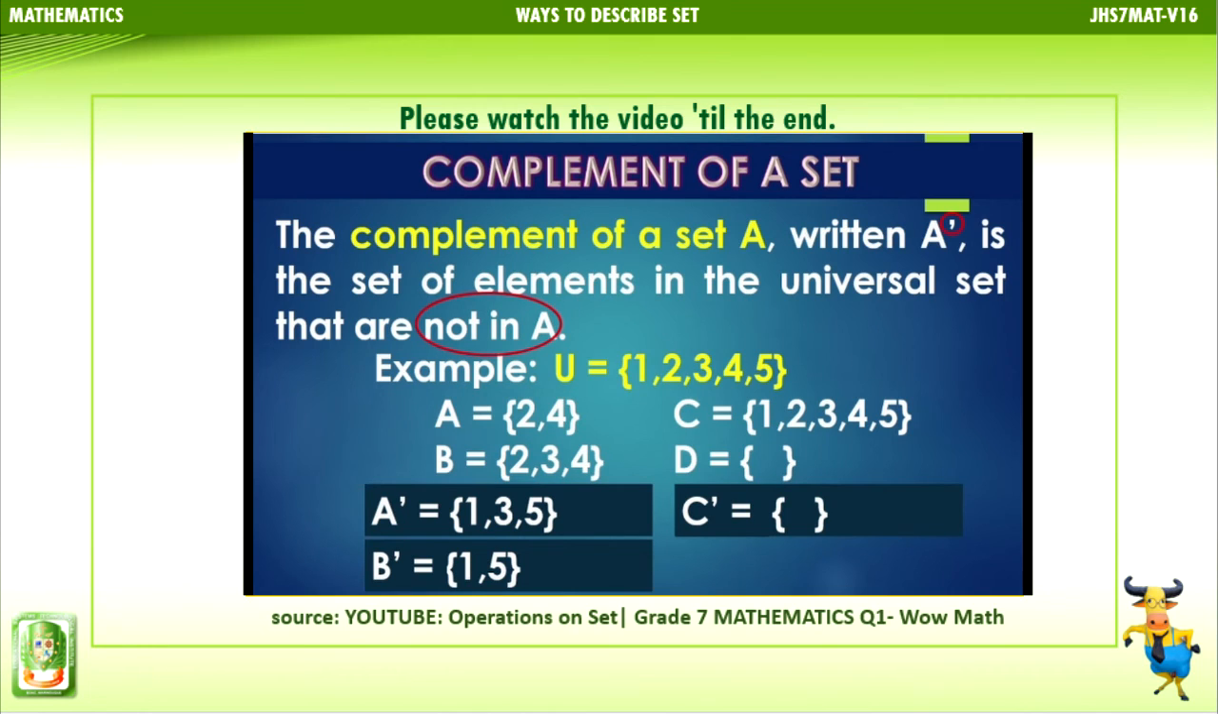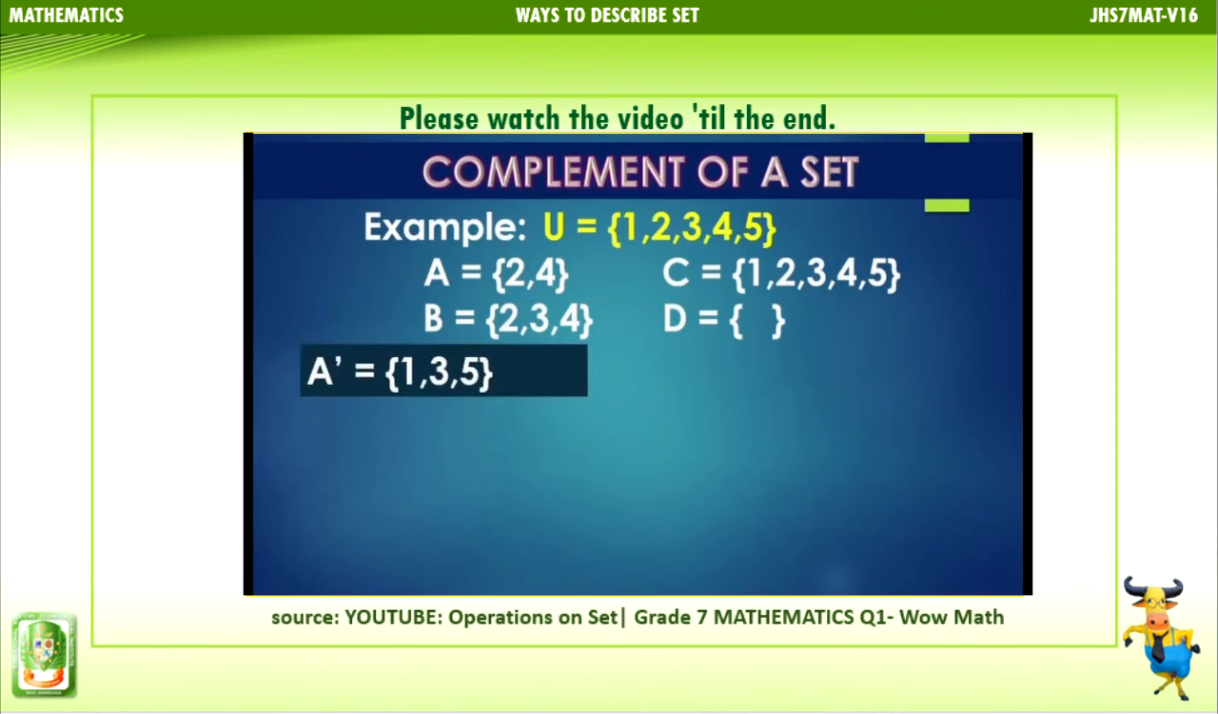Ang set D natin ay empty set. Therefore, kapag tinanong, what is the complement of set D? Ano yung wala kay set D pero nasa universal set? So, wala siyang 1, 2, 3, 4, 5. Lahat wala sa kanya. So, yun ang complement niya. Okay.